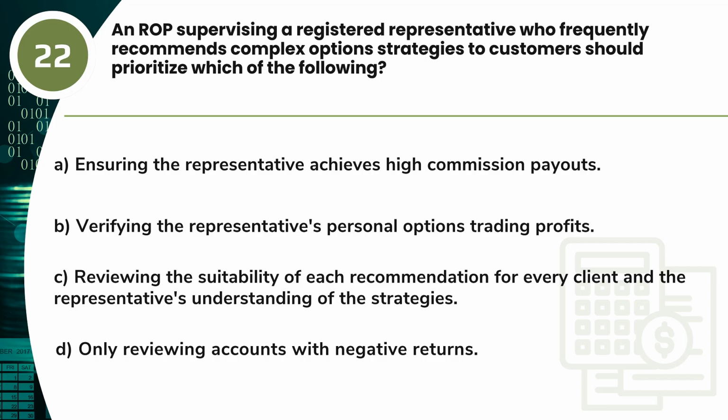Question 22. An ROP supervising a registered representative who frequently recommends complex option strategies to customers should prioritize which of the following? A. Ensuring the representative achieves high commission payouts. B. Verifying the representative's personal options trading profits. C. Reviewing the suitability of each recommendation for every client and the representative's understanding of the strategies. D. Only reviewing accounts with negative returns.